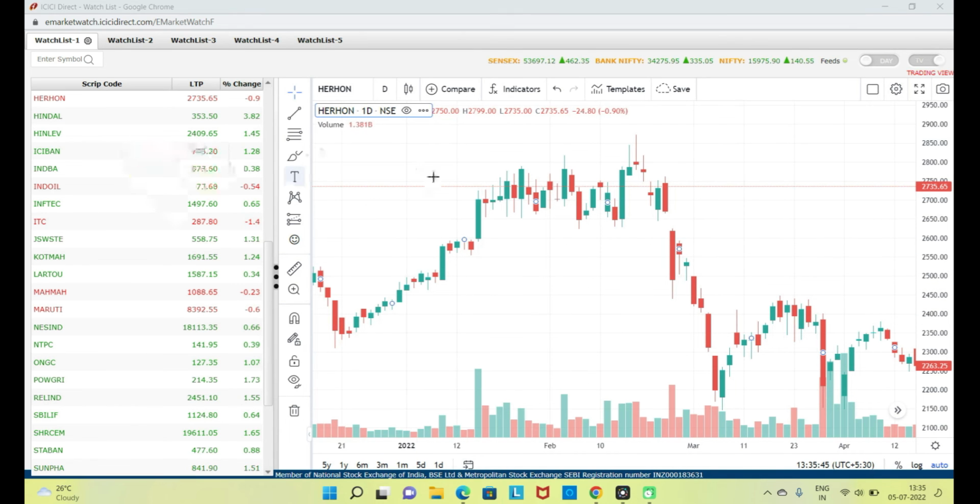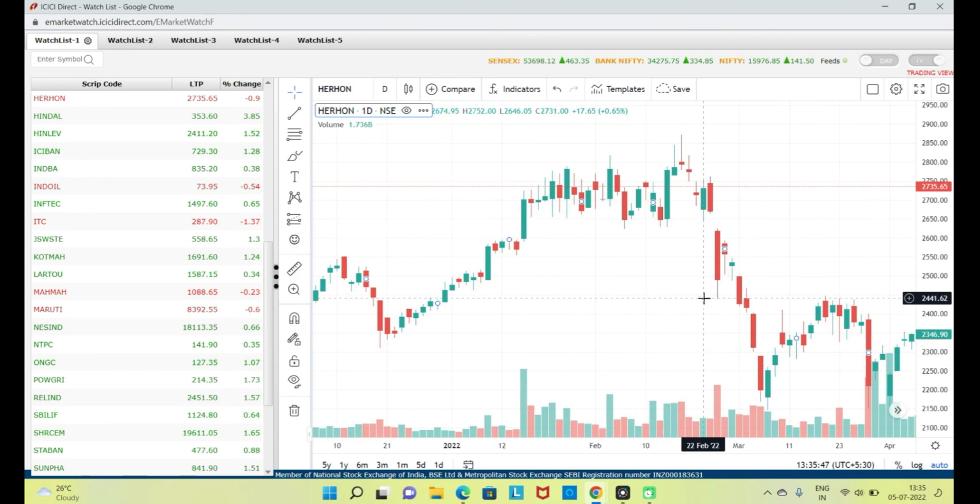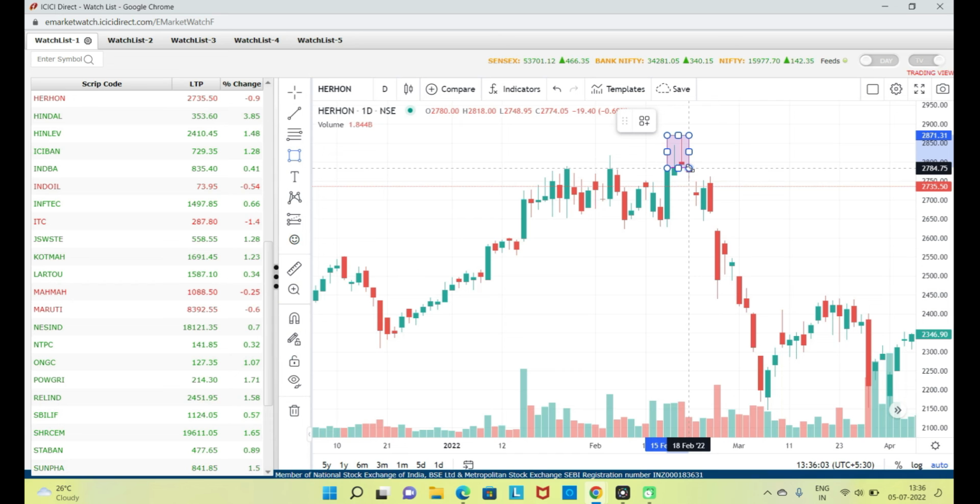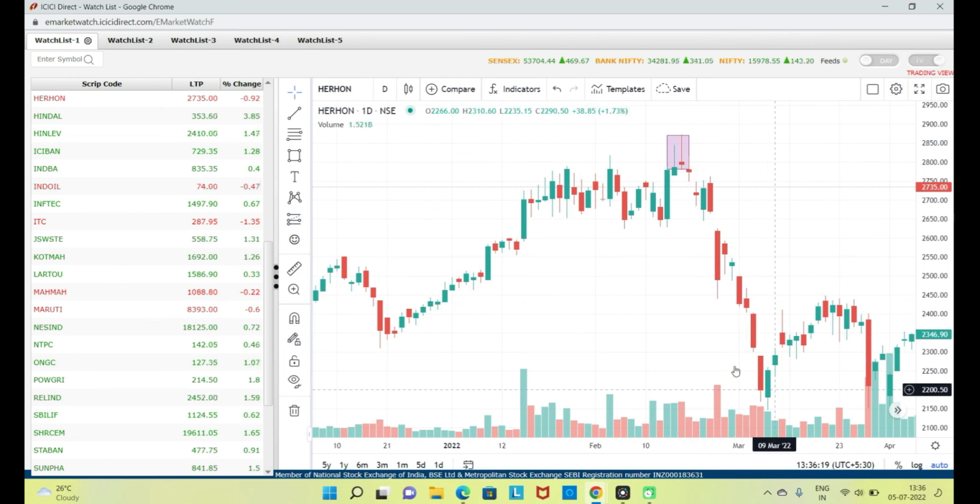Looking at this chart of Hero Motors, you can find a shooting star here. See, the trend was up, the stock has moved up, and at the top you can find a shooting star here. So let me mark it. You can find it here. The body is really small and the upper wick is a good size. After that the stock has fallen. So this is one example of a shooting star.